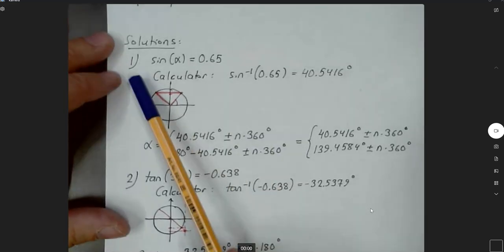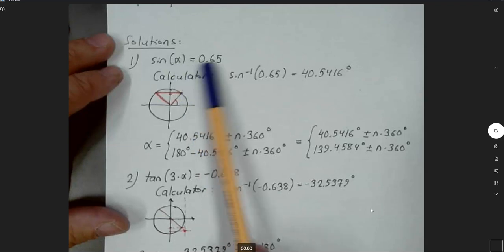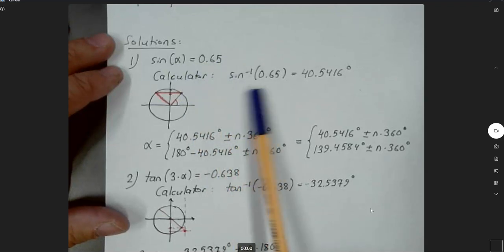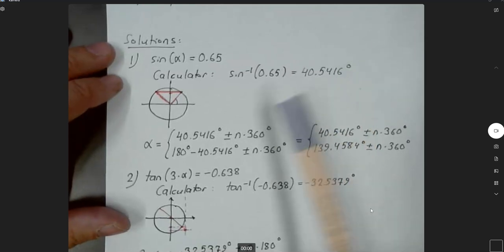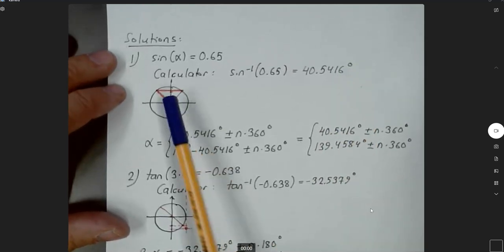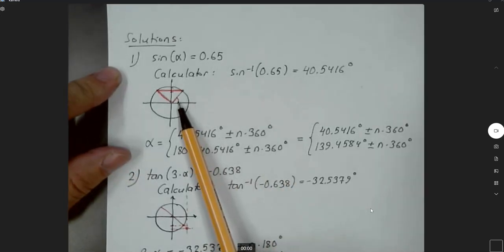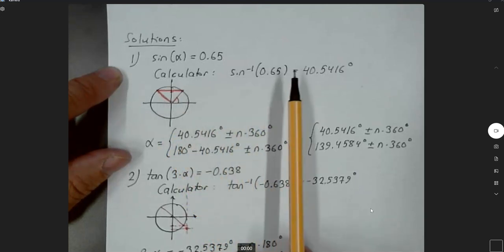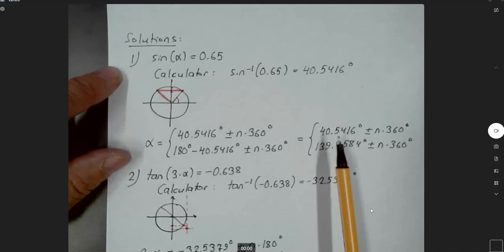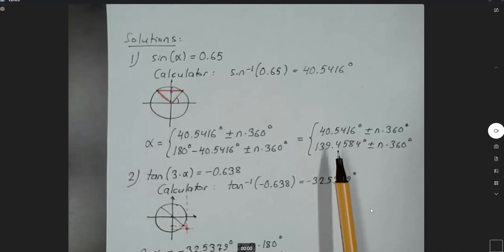So in this first one, this was a simple one. Sine alpha equals this number, and first the calculator gives us this kind of angle, and then from this unit circle we can find that there will be two solutions. One is this 40 degrees and the other one is 180 minus that 40 degrees. So here we find those two possibilities.